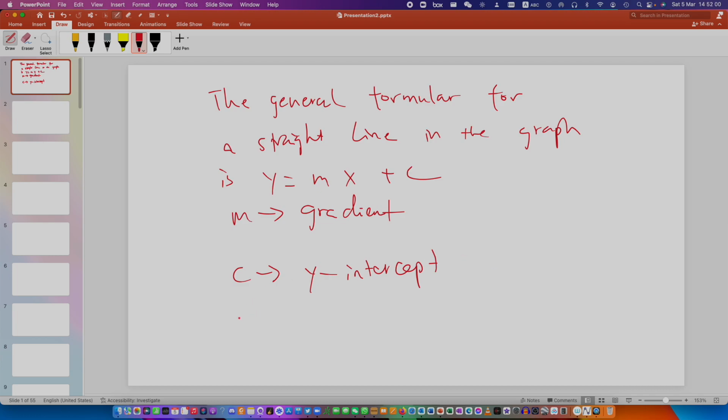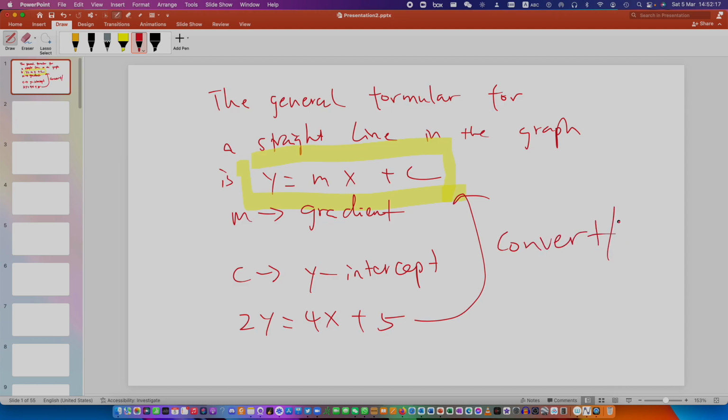Okay, so if you are given 2y equals to 4x plus 5, right? The first thing you do is convert it into this format. Convert or transform. How? Divide by 2 on the left, divide by 2 on the right. So what do you get for the left? You get y, right? And then this you divide by 2, you have a bracket. First arrow, second arrow. First arrow you get 2x. Second arrow you get 2.5.